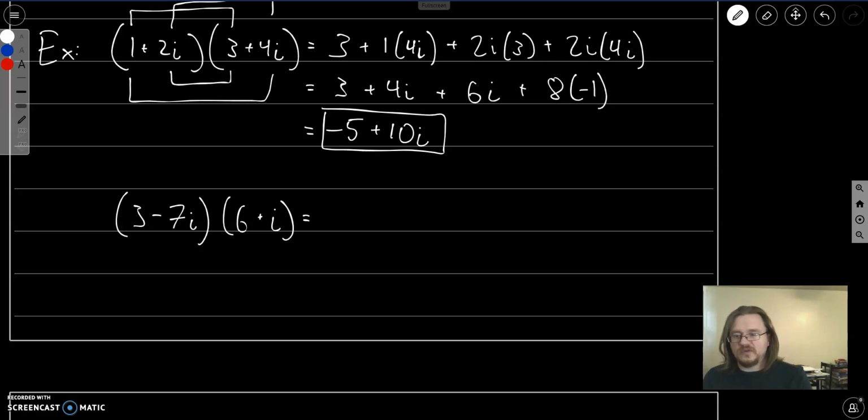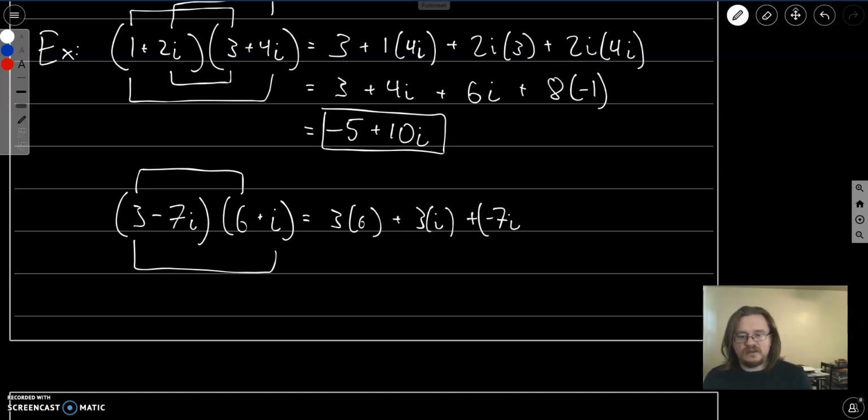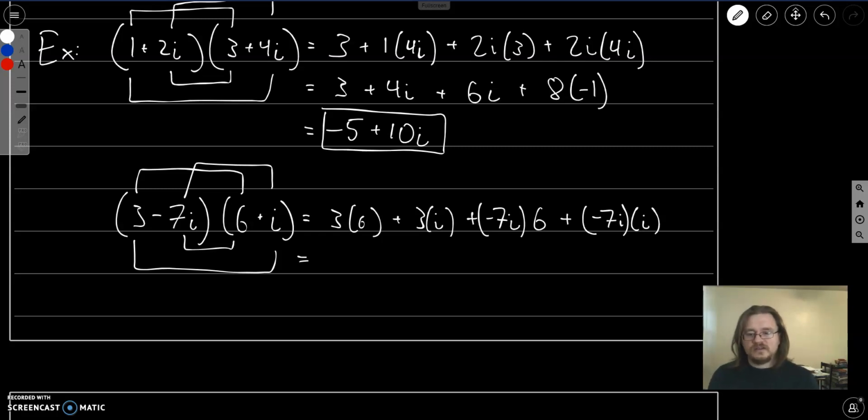So again, we will go through this. So we'll take the first terms, 3 times 6. We'll take the outer terms, 3 times i, plus negative 7 times 6, plus negative 7 times i. So again, here I've got 3 times 6 is 18. 3 times i is 3i.